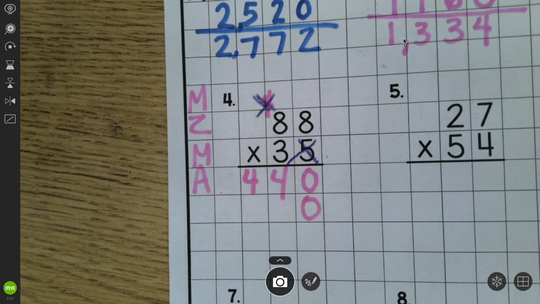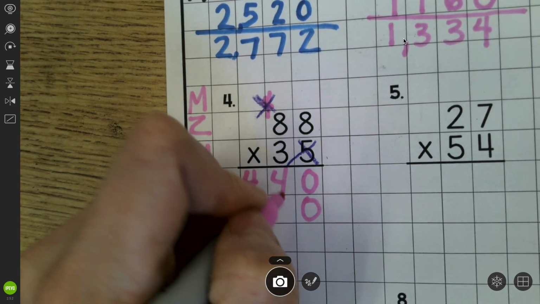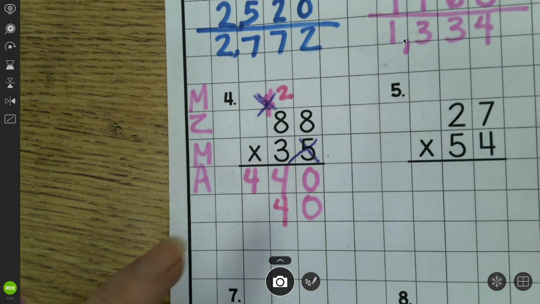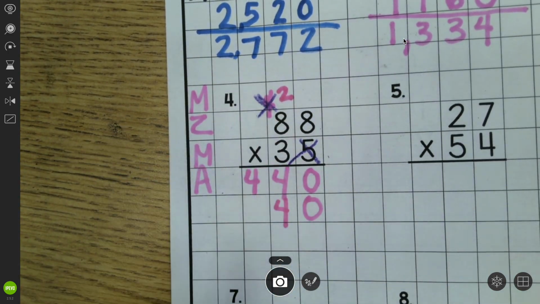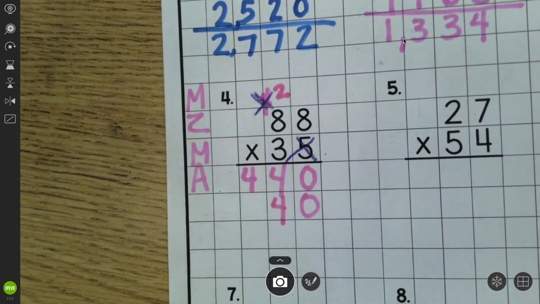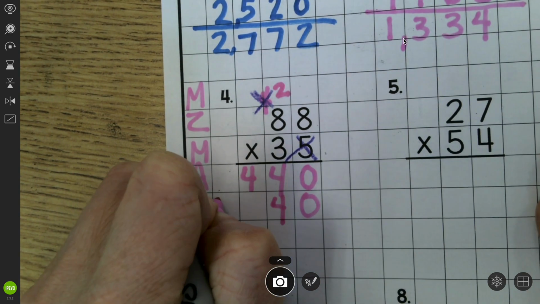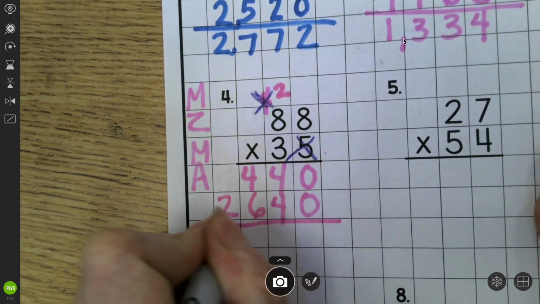So 24. I'm going to put a 4 at the bottom and carry the 2. Bye, Marie Simone. Okay, now I have 3 times 8. And I just did that, right? So I know it's 24 plus 2, 24, 25, 26. 26. Now I add it up.